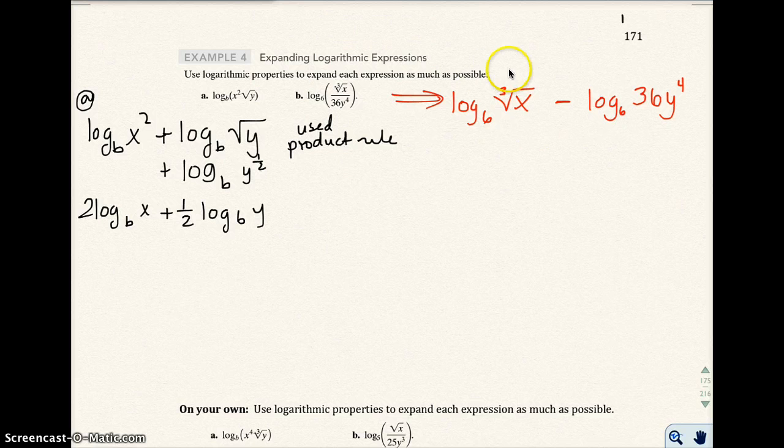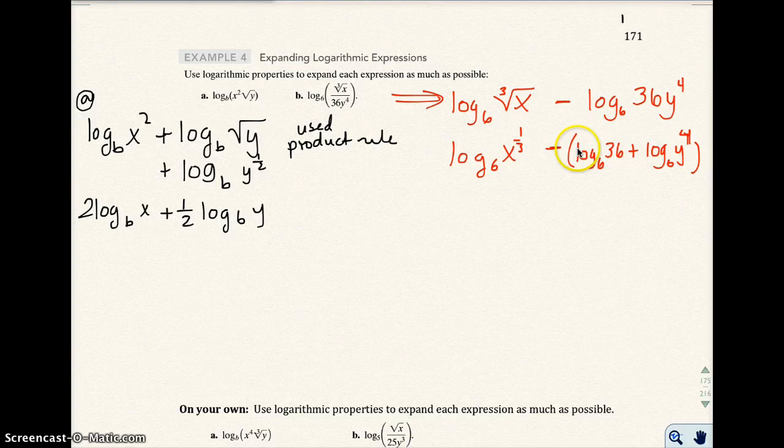So over here, I can go ahead and write this as log base 6 x to the 1/3 power minus, and here I'm going to be really careful. Right here I can use the product rule because it's 36 times y to the 4th, but I want to make sure I subtract the entire product, so I'm going to move in parentheses. So I have log base 6 of 36 plus log base 6 y to the 4th.